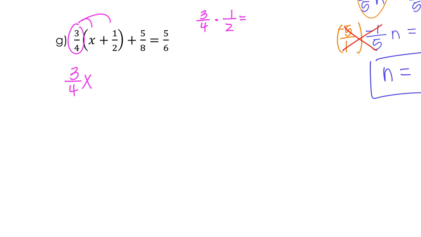Do I need common denominators when I'm multiplying? No. Can I simplify the 4 and the 2? That's an important question. No. Why not? Because they're both on the bottom. I can only simplify a top and a bottom. So I just have to multiply across. So this gives me 3 over 8. So we have 3/4 x plus 3/8 plus this guy, 5/8 equals 5/6.